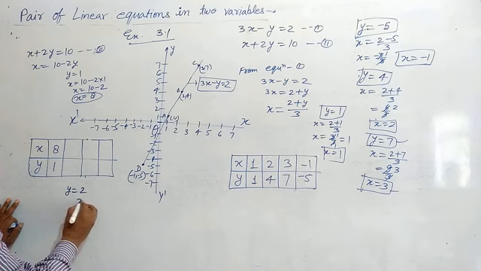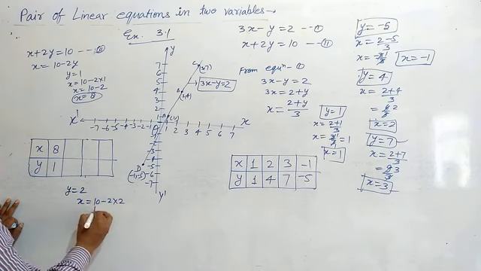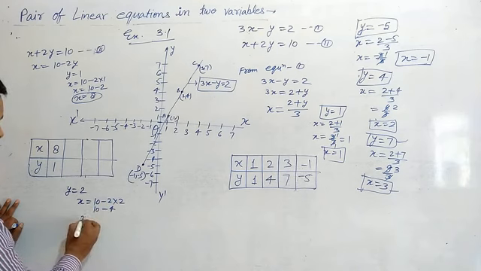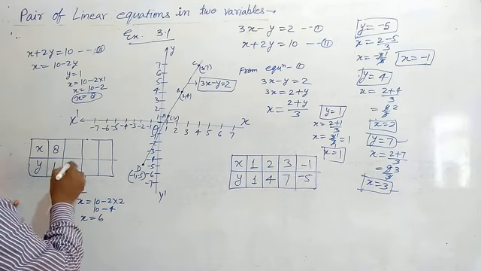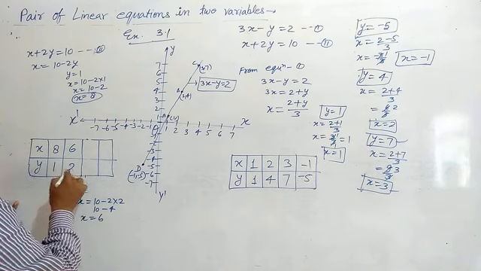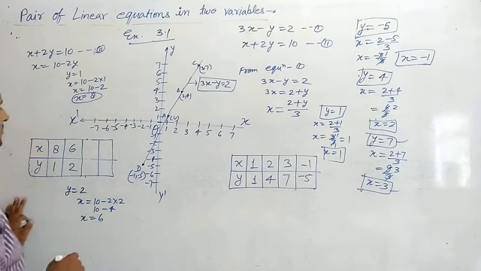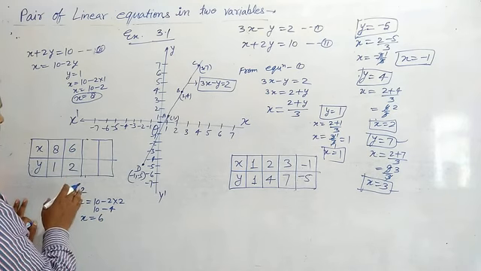Same as, see here, if we put y is equal to 2, x is equal to 10 minus 2 into 2, which means 10 minus 4. X is equal to 6. So we can write here x is equal to 6 and y is equal to 2. It's right.